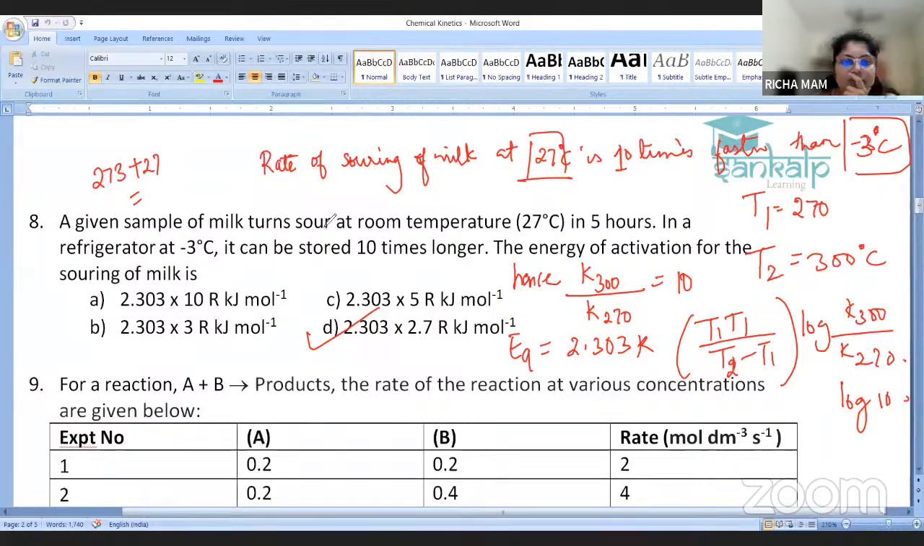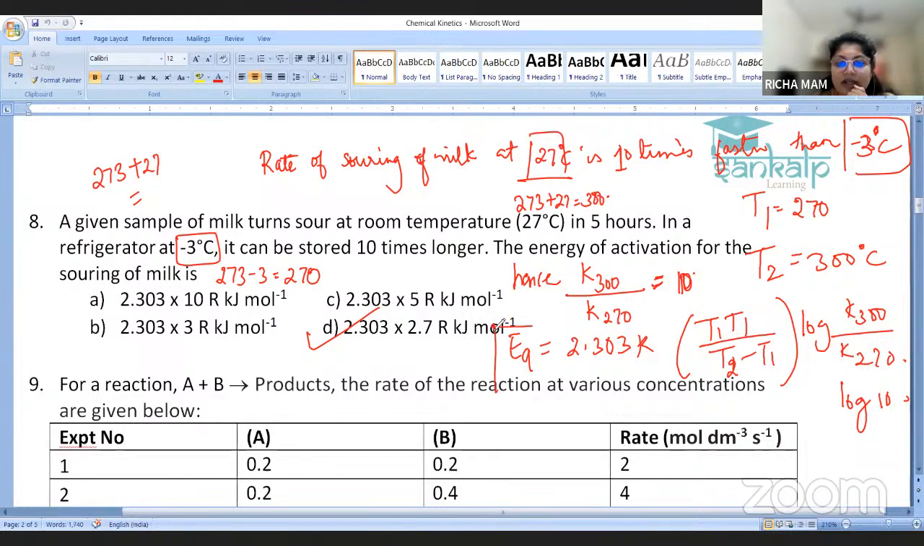A given sample of milk turns sour at room temperature, room temperature means 273 plus 27, that is 300, in 5 hours. But the milk can turn sour in the refrigerator at minus 3 degrees Celsius, that is 273 minus 3, that is 270, and it can be stored 10 times longer. So the rate constant ratio of 300 by 270 is 10. So you have to find the energy of activation.